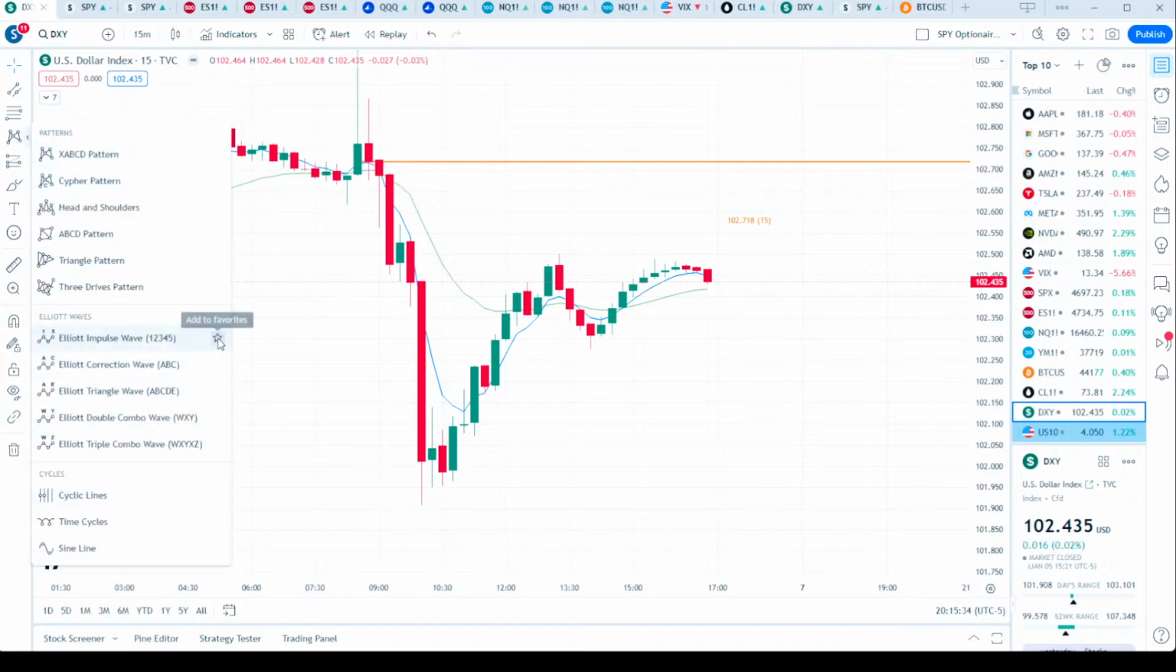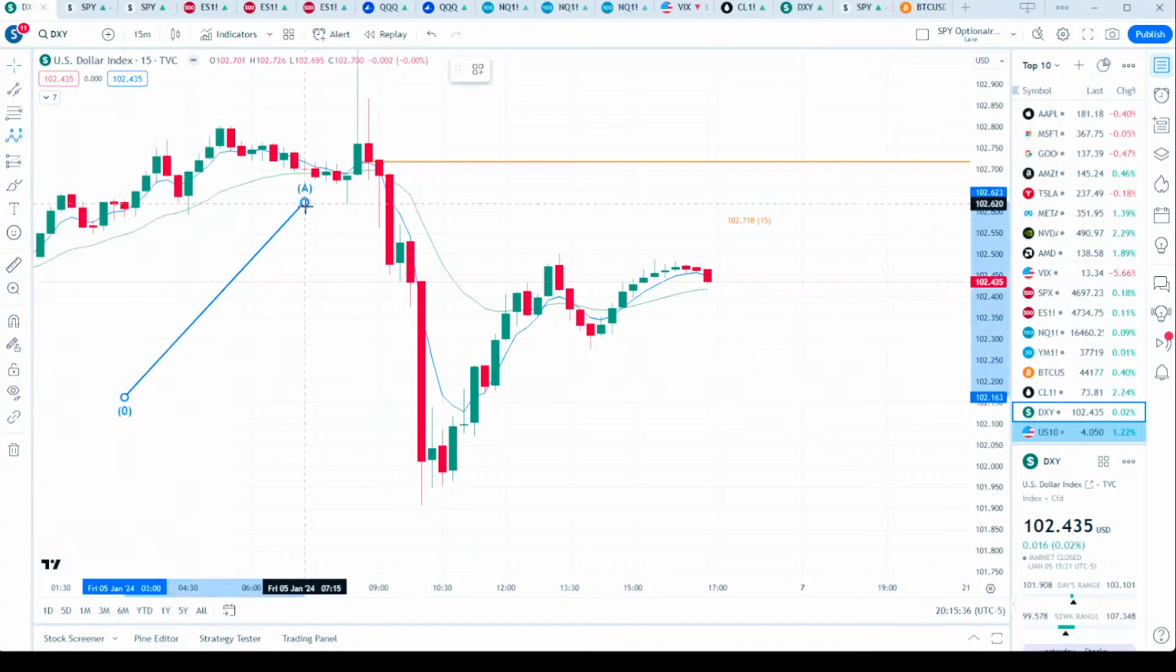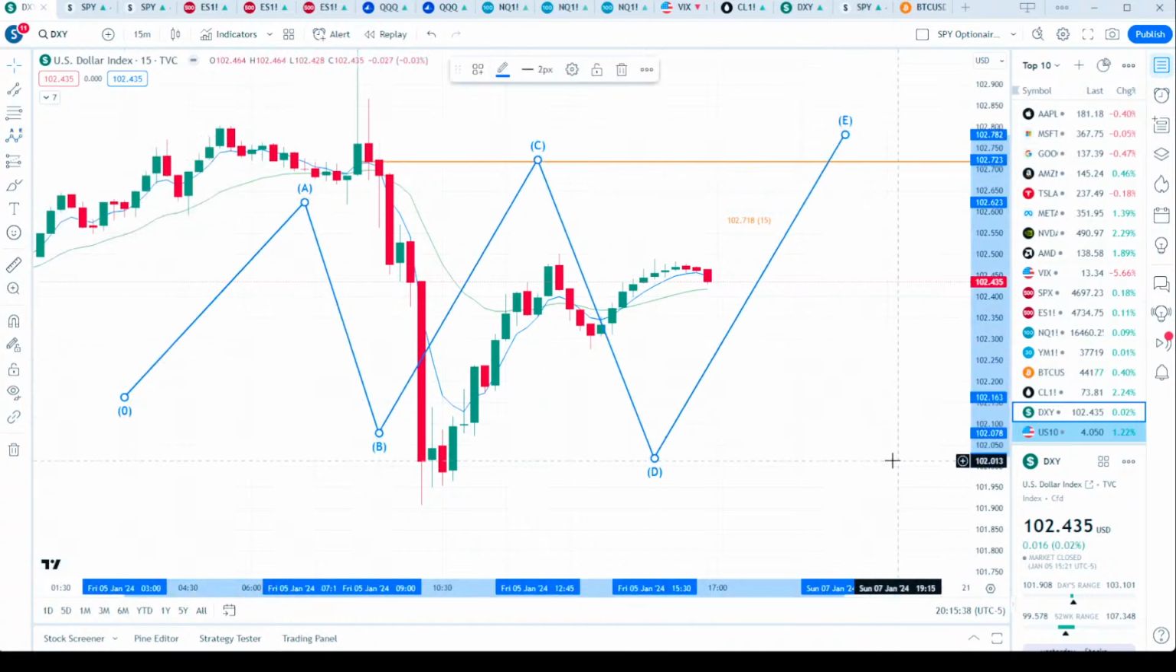The only one I've ever really used here is your Elliott wave. So you just draw it out here. If you ever were trying to find a trend like that, it's something nice to have.